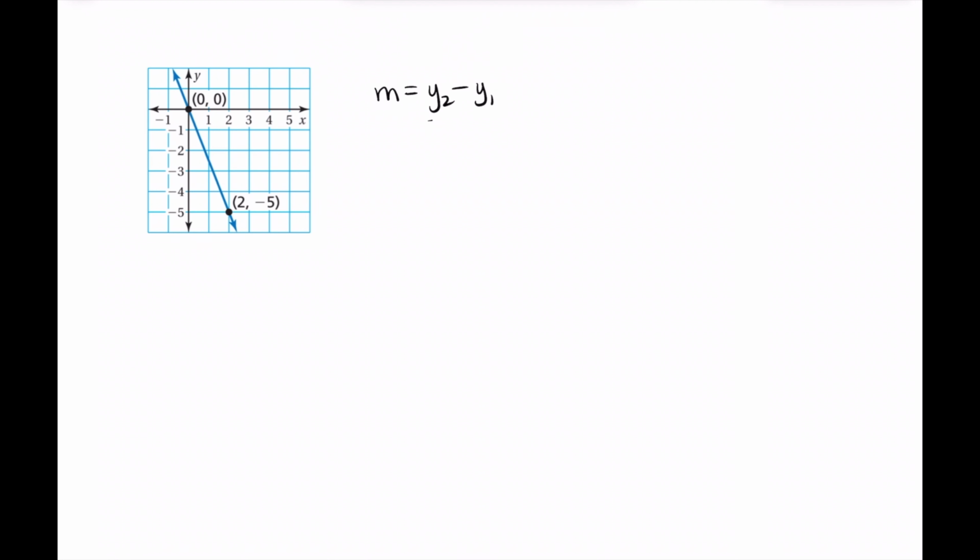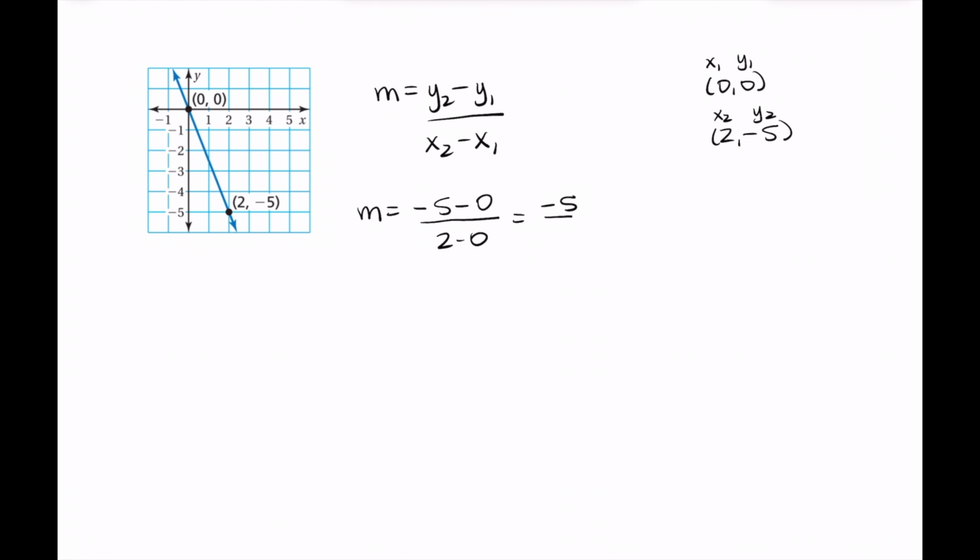Let's just start out again by writing our slope equation. We know it is y2 minus y1 over x2 minus x1. Our 2 coordinates here are 0, 0 and 2, -5. So the 0, 0 would be our x1, y1, and the 2, -5 would be our x2, y2. So we will go through here and just plug everything in. y2 minus y1 would be -5 minus 0. x2 minus x1 would be 2 minus 0. So -5 minus 0 is just -5. 2 minus 0 is just 2. So our slope here is -5 over 2.